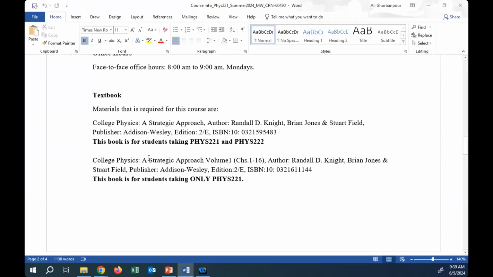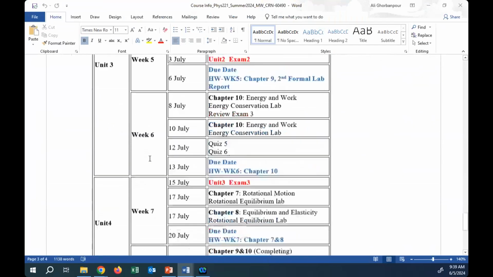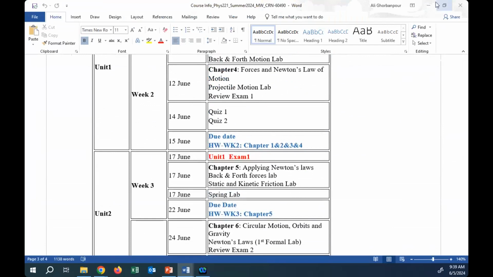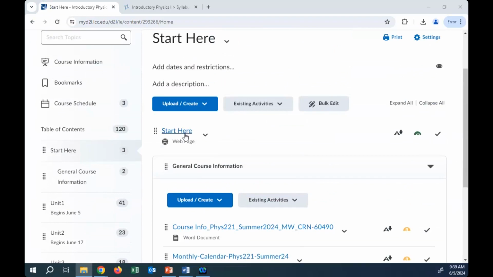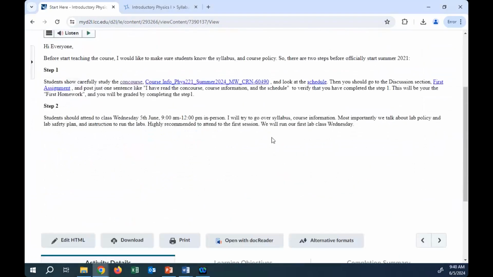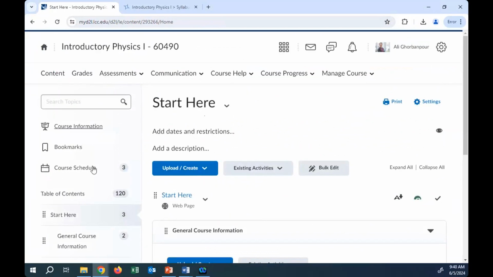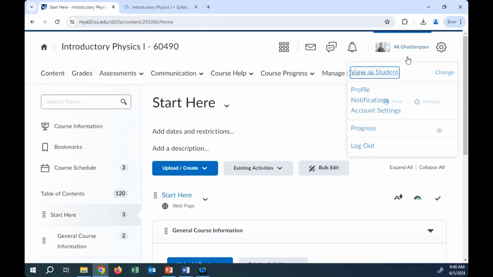Again, this calendar is available here as well. These are the two things that you need. And also, you need to study the course information and the class policy. Let me just change the view to the student view.